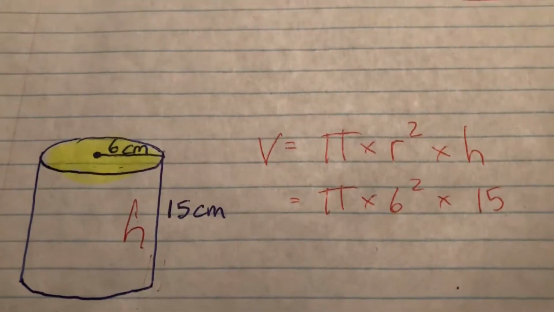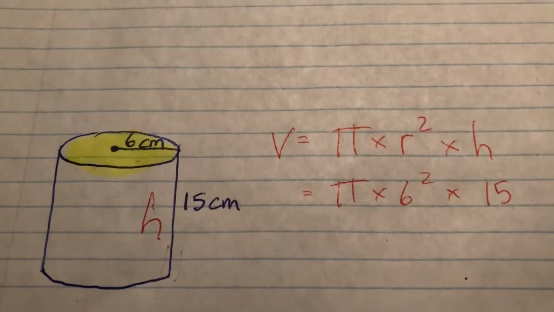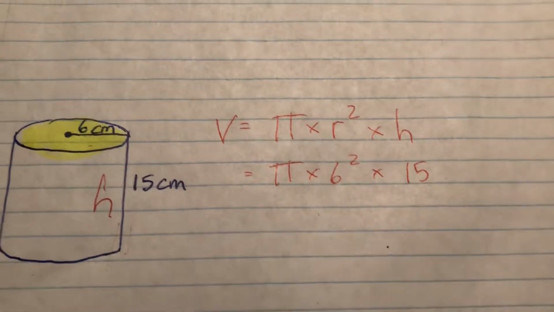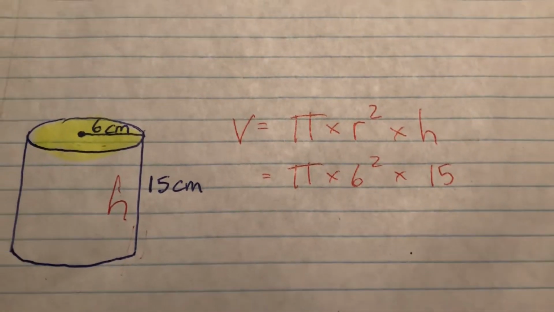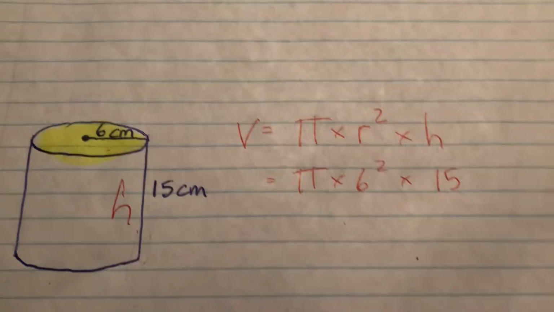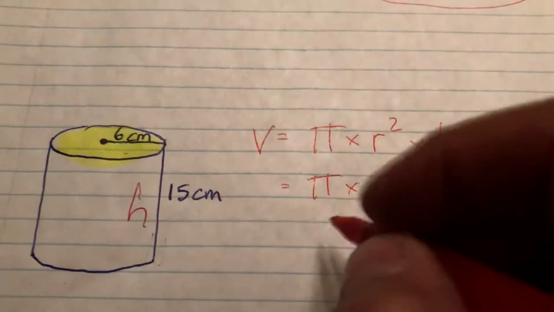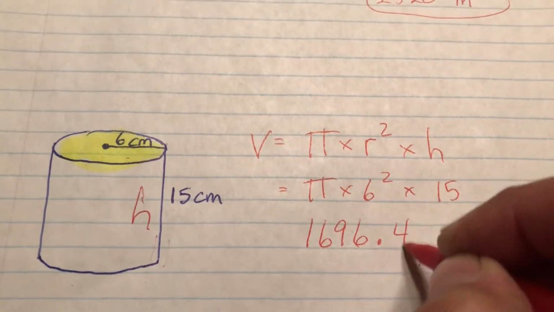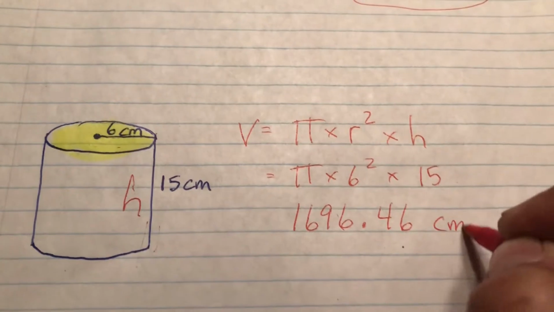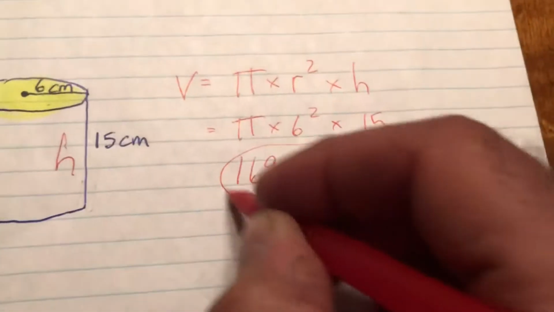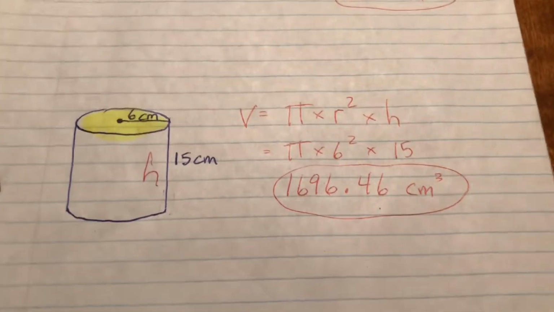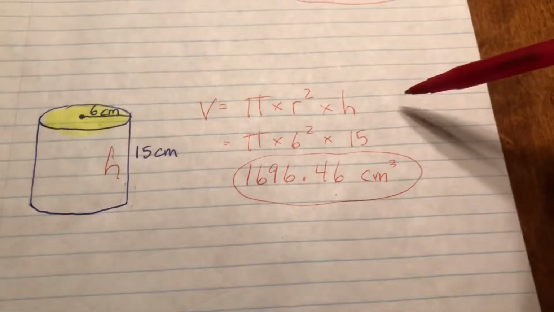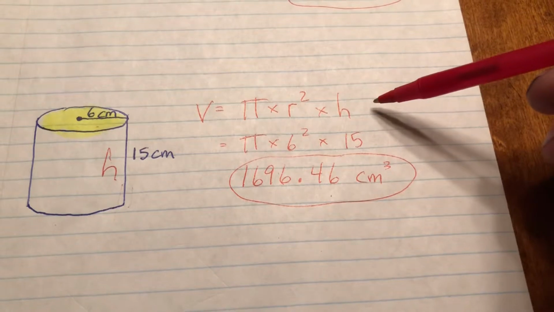So we'll type all that in. So pi, it's on your calculator. Just find it. Times 6. Hit the squared. Then times 15. And you will get 1,696.46 centimeters cubed. That is the volume of that cylinder. So there's our formula, pi times r squared times h.